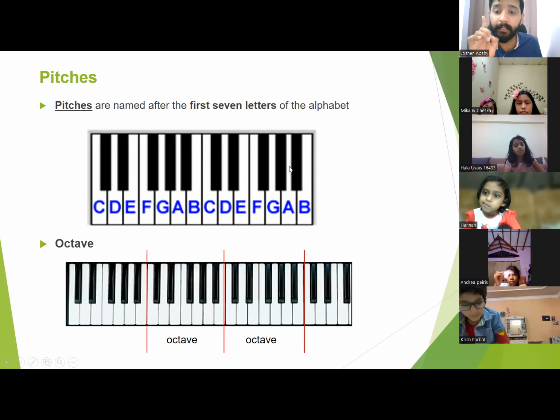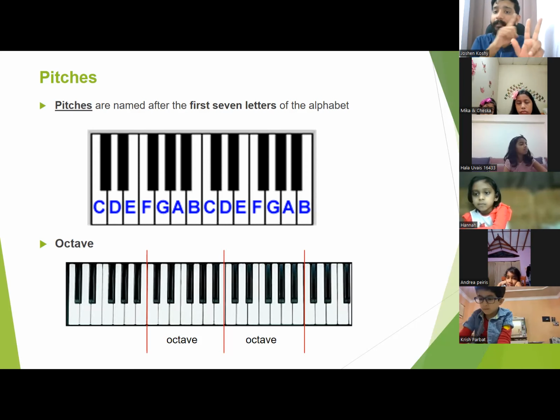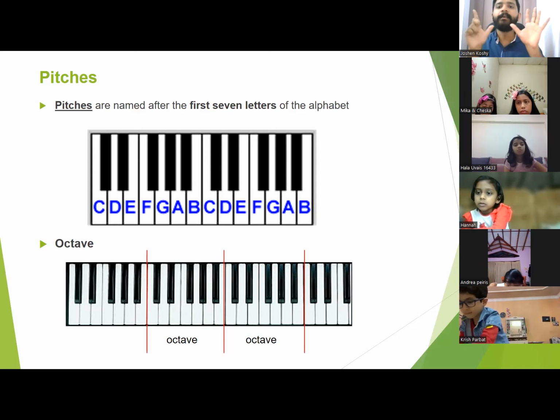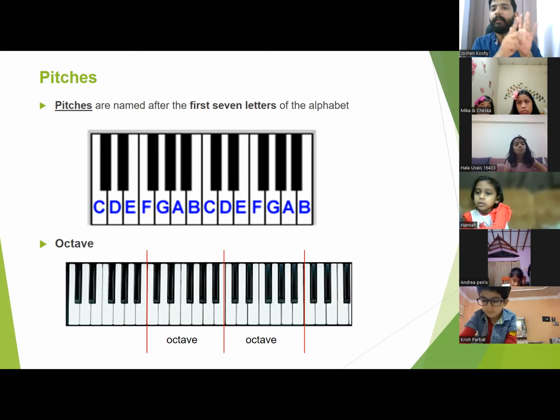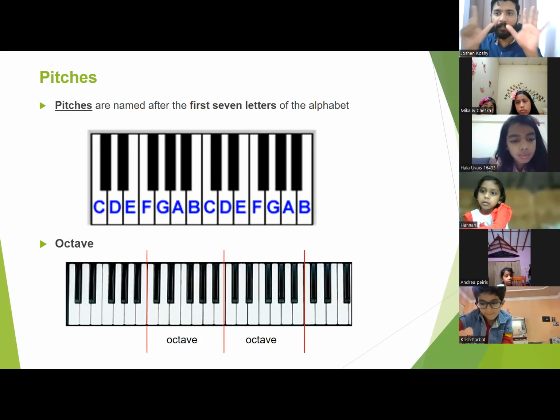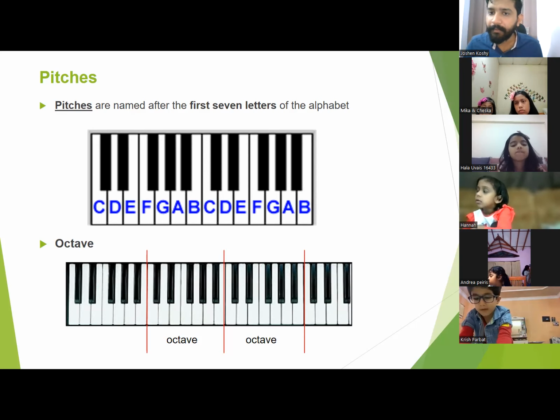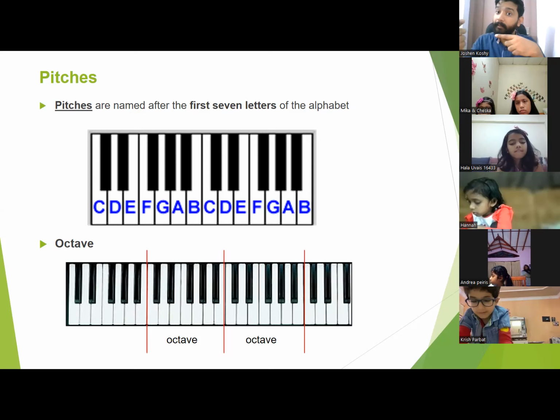Now we're going to learn how to identify the notes. In music, whether it be vocals, guitar, violin, piano, keyboard, whatever you do, there are only 7 musical alphabets. It starts from A, B, C, D, E, F, G. There are 7 alphabets that are used in music, and it repeats again and again.